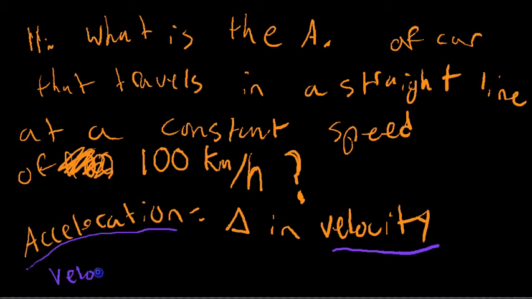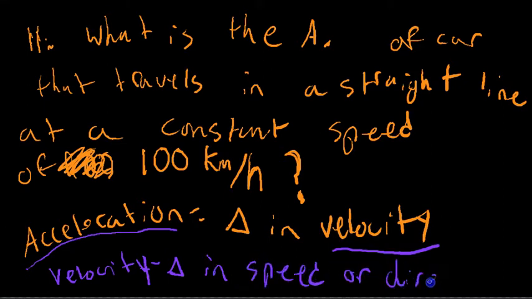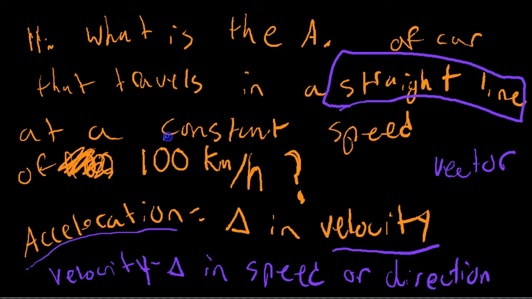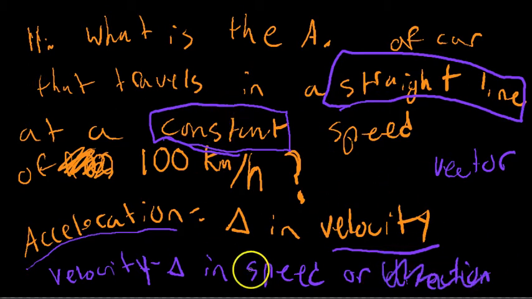So velocity is not necessarily change, but change in speed or direction. Magnitude and direction. It's a vector quantity. To answer this question, we have a straight line, which is a key term we want to identify, and we have constant, which we also want to identify. So we look at this and say, okay, straight line, no change in direction, and we have constant, no change in speed.